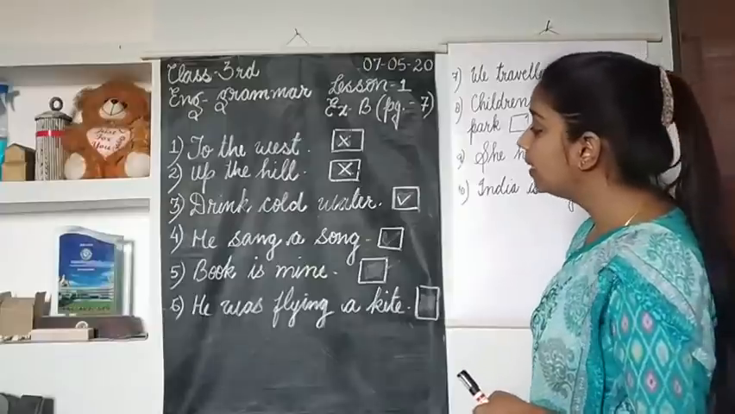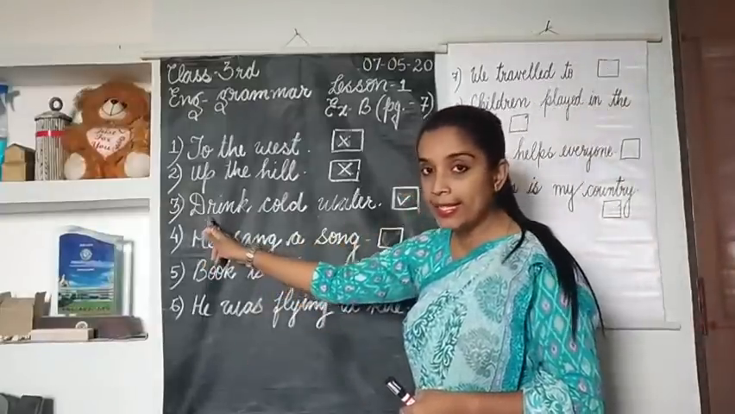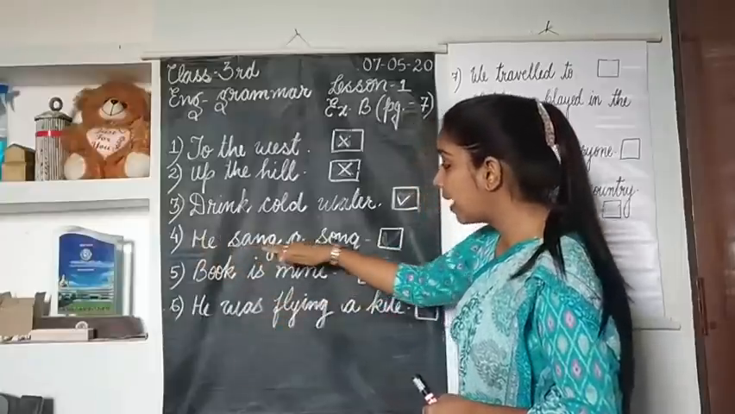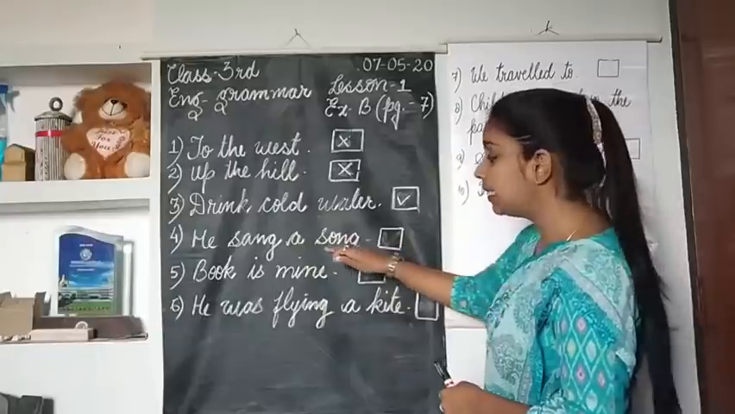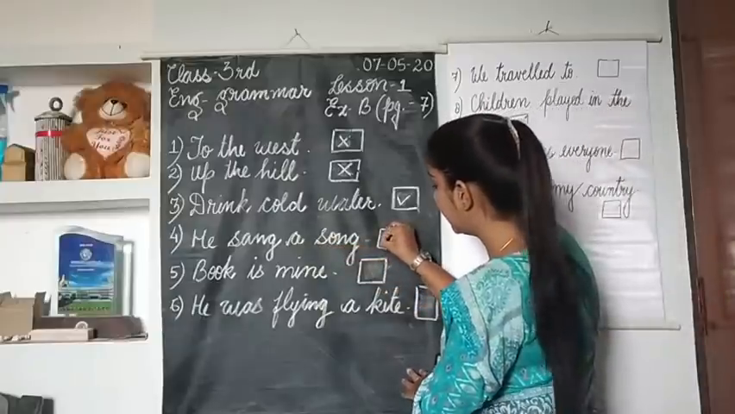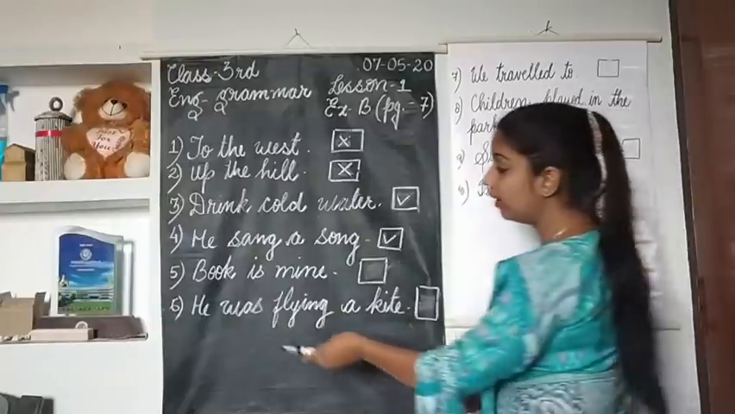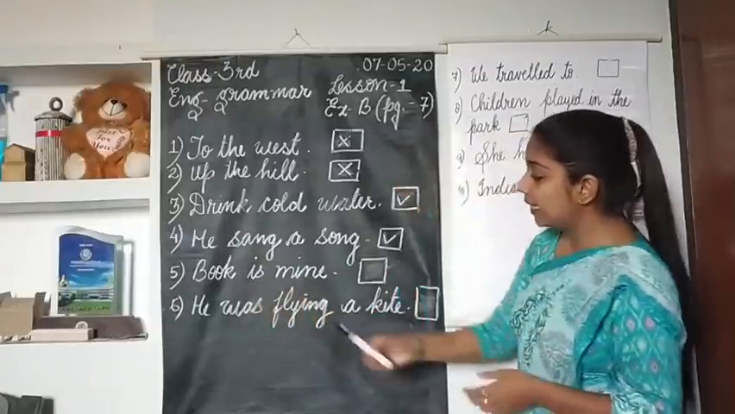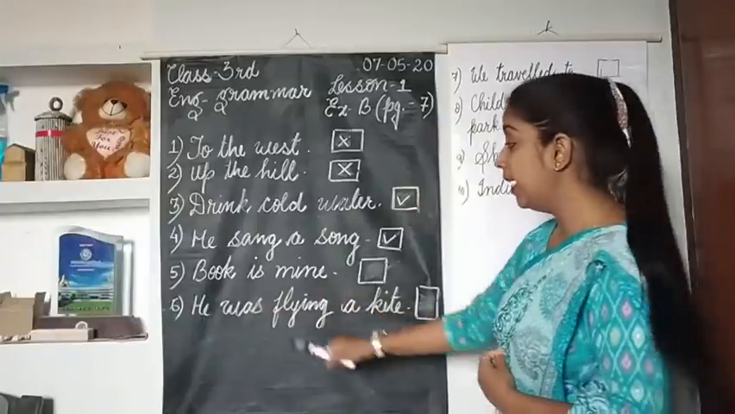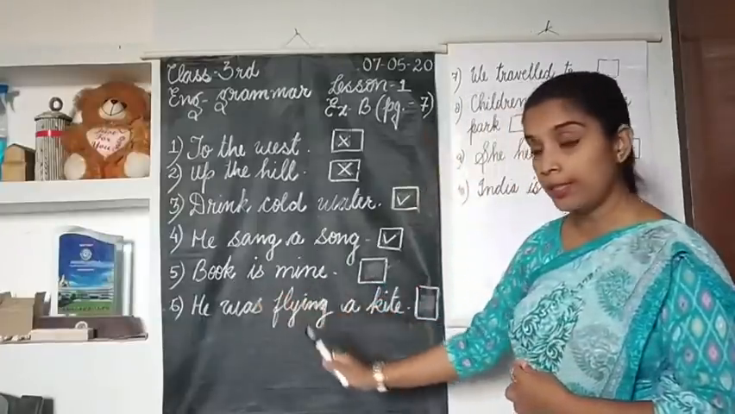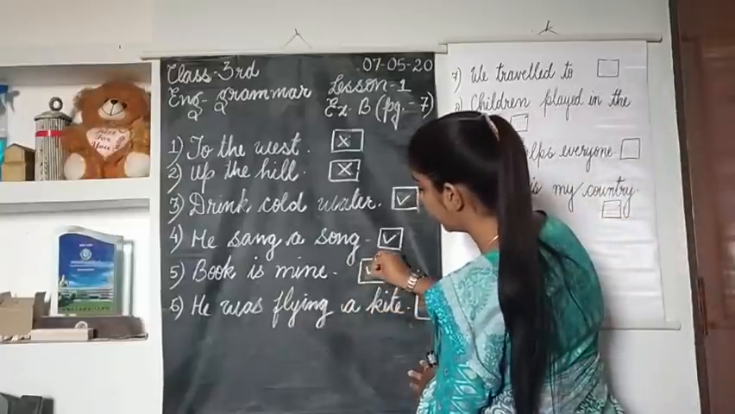Now, the fourth one is "he sang a song." You can see "he" is the subject in this sentence. "Sang a song" is the predicate and it gives some meaning. So the sentence is complete. It's a sentence. Now, the fifth one, "book is mine." Again here, "book" is the subject and "is mine" is the predicate part. Both subject and predicate are present. Words are arranged in an order and it gives some meaning. So this is a sentence.